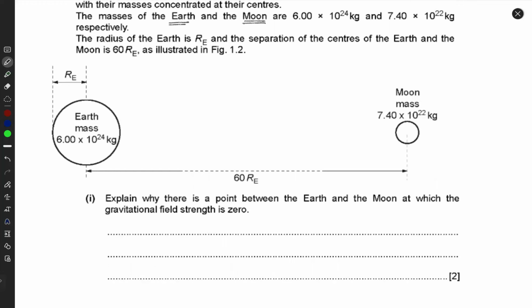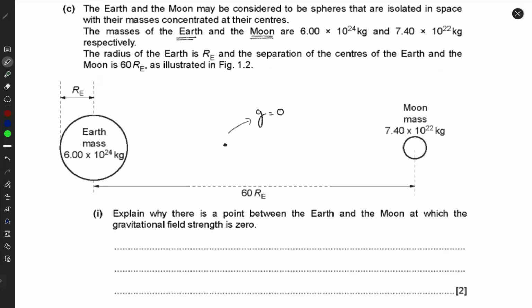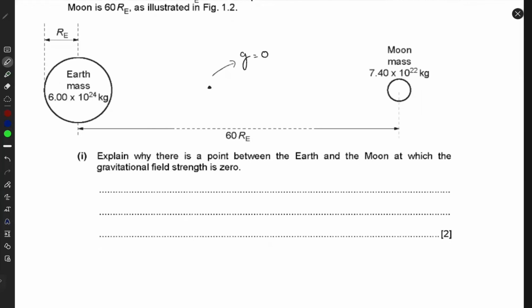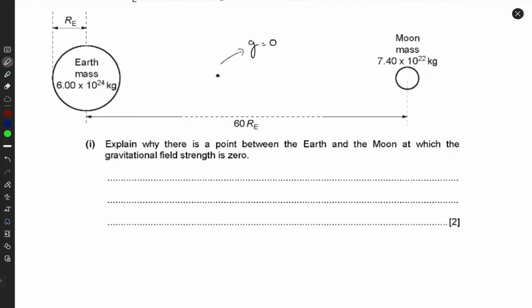Anyone? You can think in terms of forces as well, or even in terms of gravitation. No, they're saying that the point lies in between these two. So it will be in this region of 60 times RE. Somewhere in between, there will be a point where the value of g would be 0 at that particular point. So we need to tell why that is even possible.